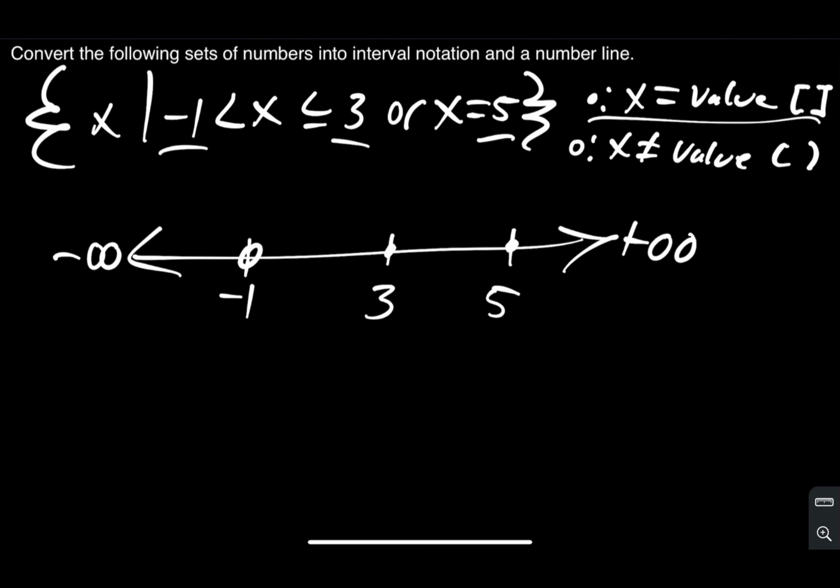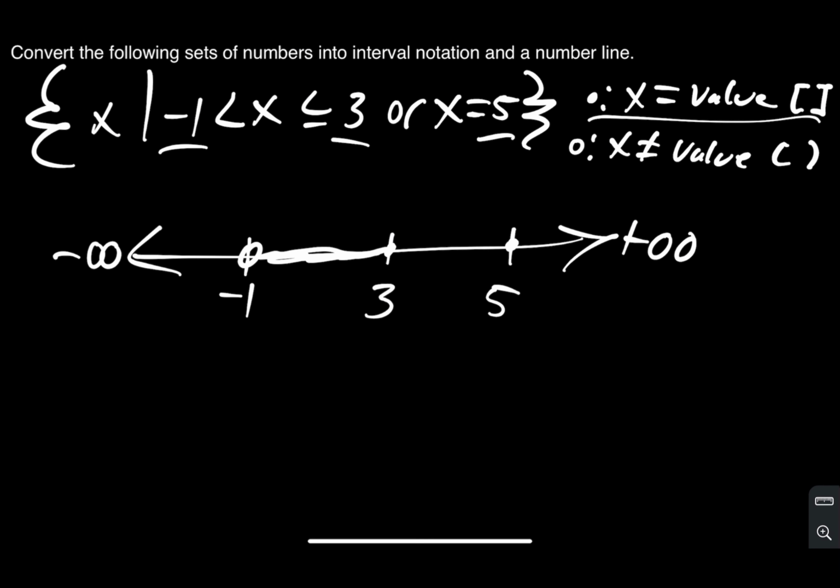Now all we have to do is shade in our regions for our number line. So we have -1 is less than x and x is less than or equal to 3. So x is going to be in between -1 and 3, so we shade in this area right here. And then we have the equation x is equal to 5, which is just exactly 5. There's no region to shade. We can't shade 3 to 5 because that's not the interval that we were given. We were given x is equal to 5, so x is exactly 5. It doesn't go from 3 to 5.